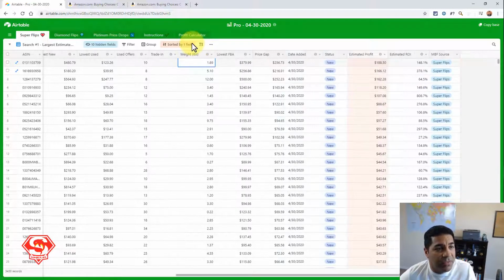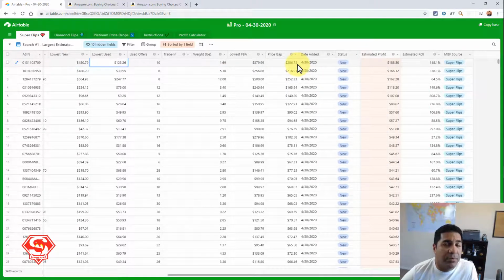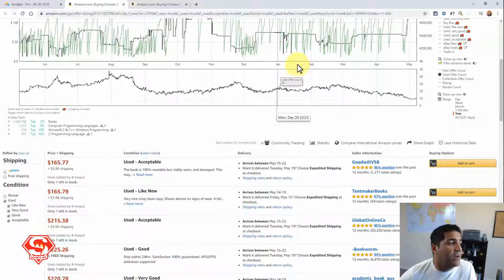So if you wanted to know what the profit was, now we're telling you the estimated profit was 188. So this is an awful lot, right? If you were to buy it. The lowest FBA was 379. That was on 430, and we could have bought the book for 123. Now we're going to have to pay more money, 165.79.